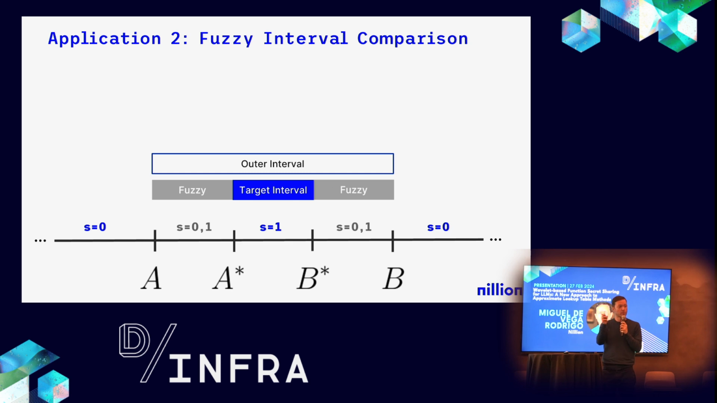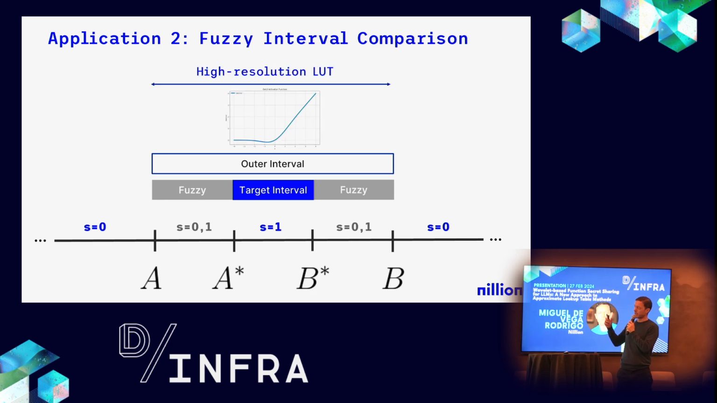And the idea of this fuzzy interval comparison is that you have two intervals, actually. One is the target interval, and this protocol is going to return 1 whenever you fall inside of the target interval. And it has this outer interval, and it's going to return 0 when you're outside of the outer interval. But in between, you have these two fuzzy regions where the protocol sometimes is going to return 1 and sometimes 0. So you cannot really trust what happens inside of these two regions.